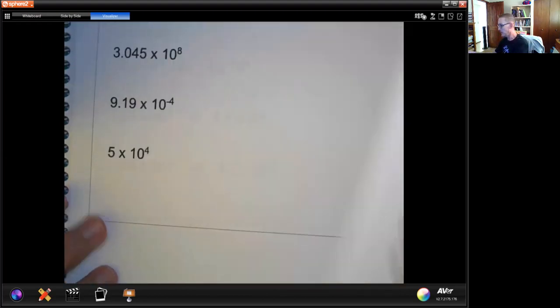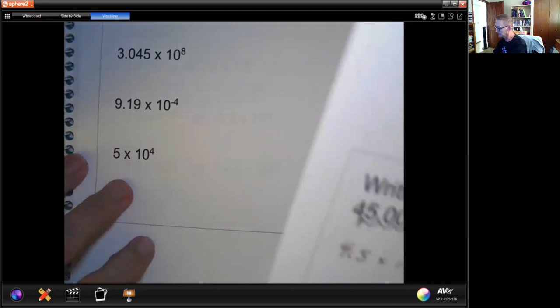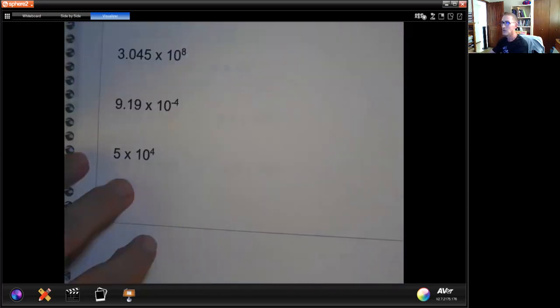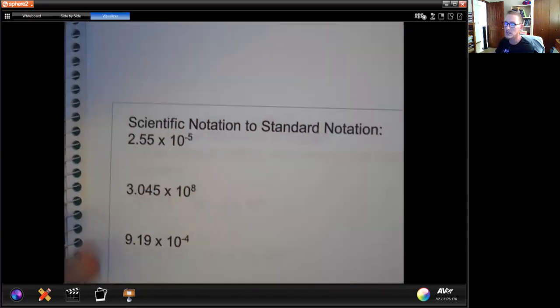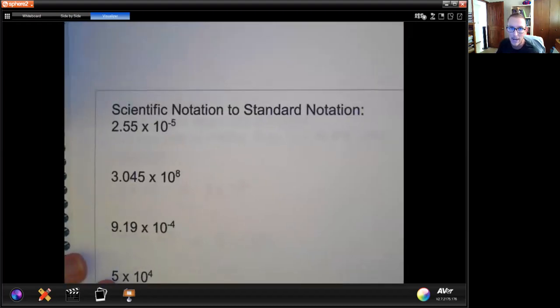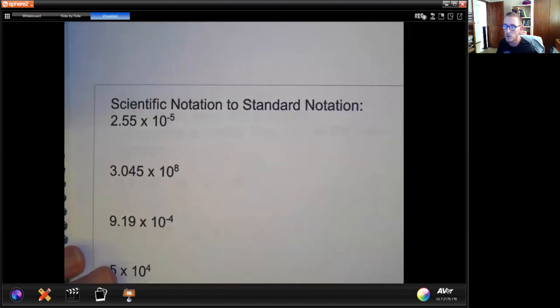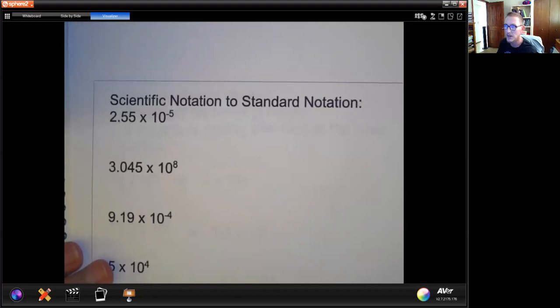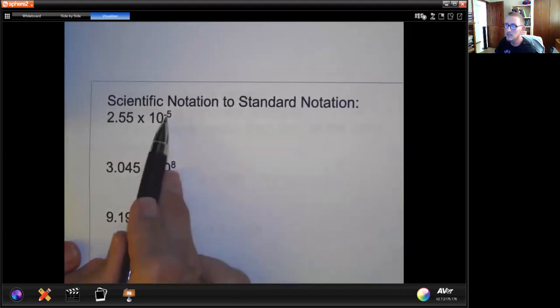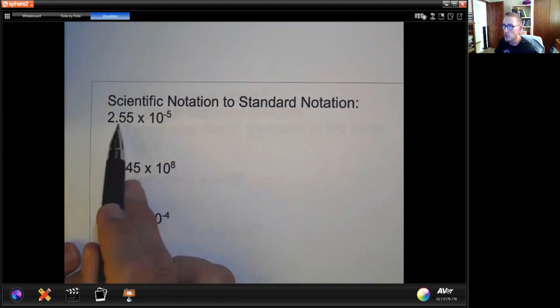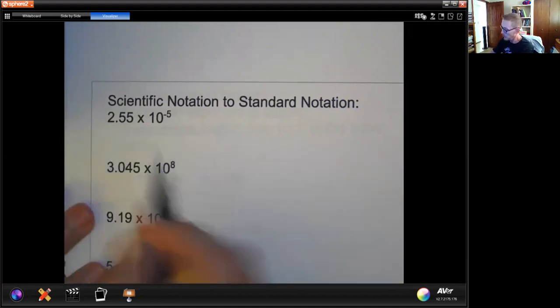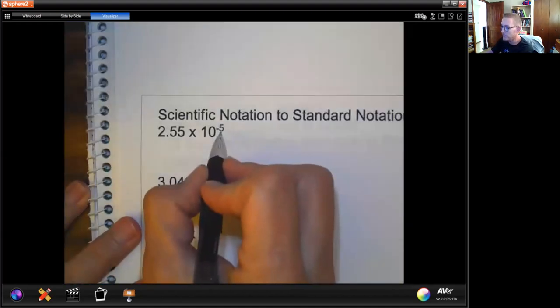Let's go ahead and take a look at taking numbers that are in scientific notation and putting them back. All right, this is also going to be part of your IXL. This one is a negative exponent. Negative exponent means tiny little decimals. So in order to turn this into a decimal, I have to move it back to where it started. Well, I'm going to count this out 5 times.